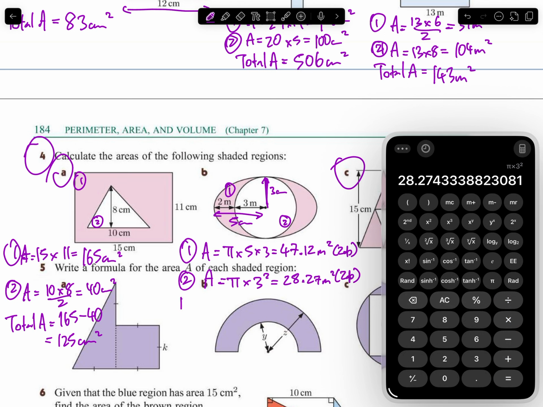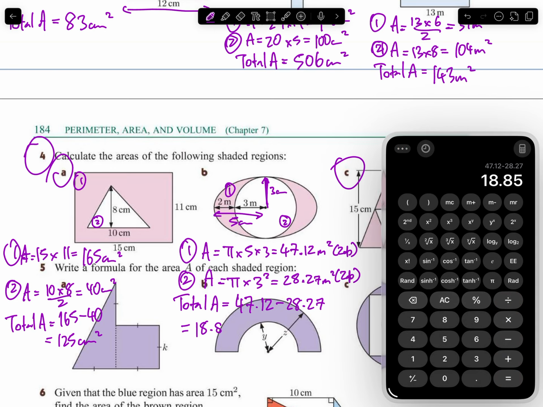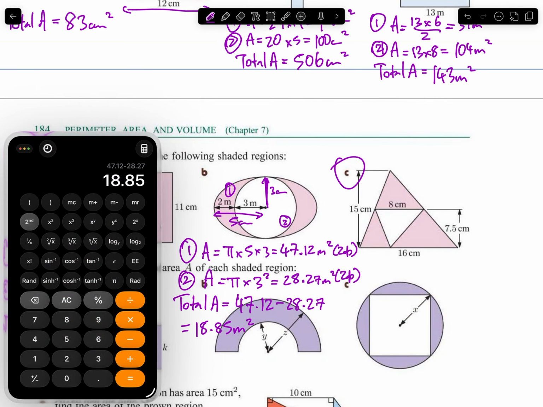So total area is going to be the ellipse, 47.12 minus 28.27, the circle in the middle. So the total area is going to be 47.12 minus 28.27, 18.85 square meters. Oh, why did I do B? You didn't have to do B. Never mind, I already did it.